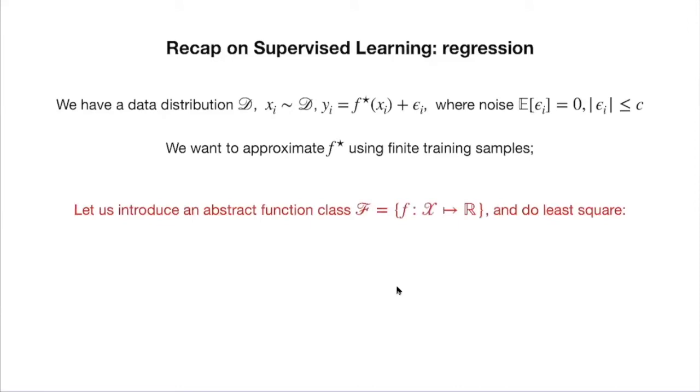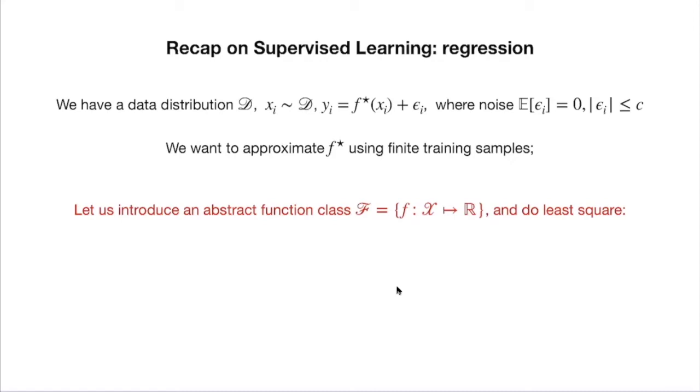Let's make the problem more abstract. Let's introduce an abstract function class, call it script F, where every function in this function class is one of the candidates that we're going to use to approximate f star. Think about this script F as a function class that contains all possible depth-10 decision trees, or all possible 3-layer ReLU parameterized feed-forward neural networks. It could be infinite.